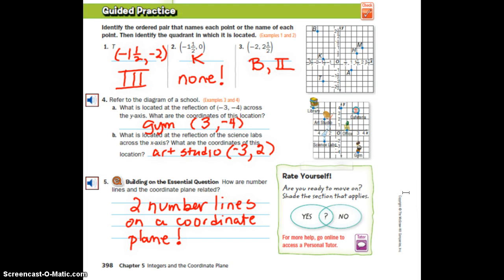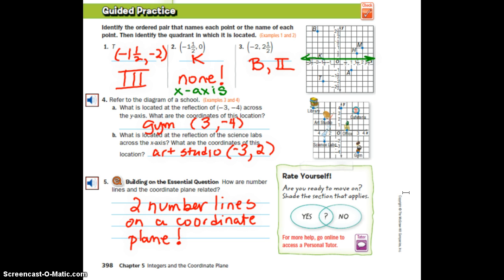Okay, now it's time to check your answers. 1, T is located at -1.5, -2, and it's in quadrant 3. Number 2, the point -1.5 and 0 is point K. It is not located in a quadrant because it is on the x-axis. So you would write none, or you could just write it's on the x-axis. Number 3, -2, 2.5 is point B, and it is in quadrant 2.